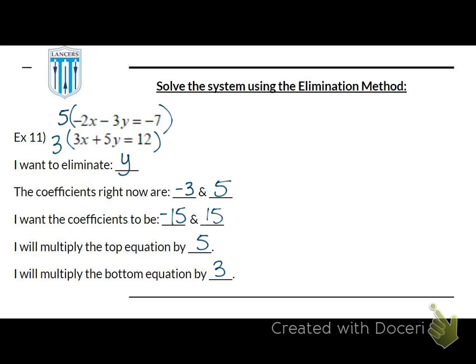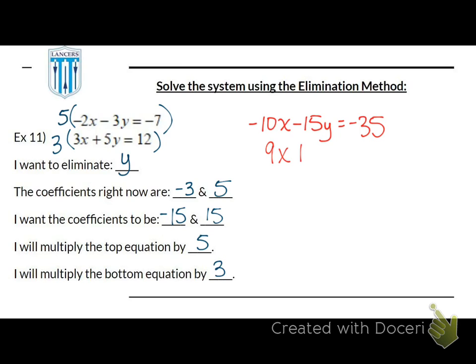Are we ready to execute this plan? Yeah. All right, when we multiply the whole top one by a 5, we get -10x, and the -15y that we planned on, and then equals -35. The bottom one, we multiply everything by a 3. Wait, we have to multiply the bottom the same way? I thought we only have to change one equation. Yesterday, we only changed one equation. Today, what's different is that we're changing both of them. Okay, so that's why I wrote out this plan. I'll multiply the top one by a 5, I'll multiply the bottom one by a 3.